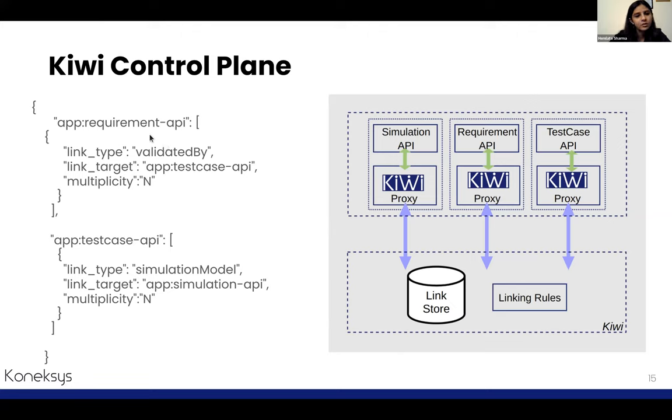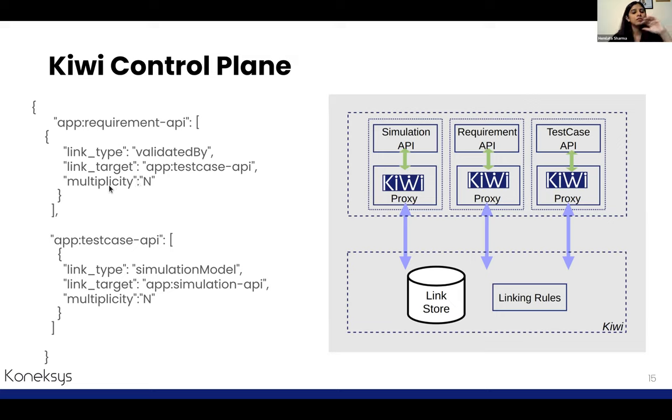In the first item here, what this linking rule means is that any requirement resource can be connected to any test case resource using this relationship, this link type that is validated by.